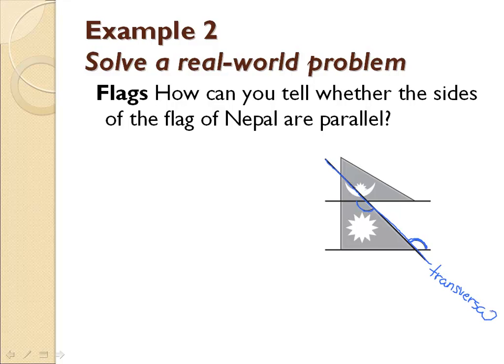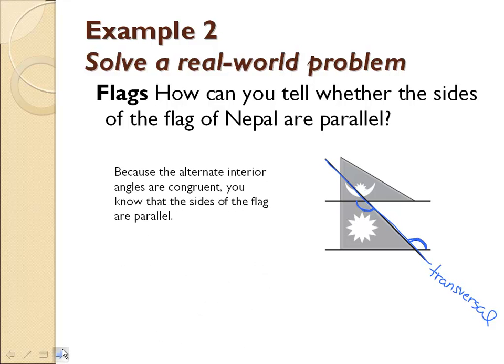So if we think about it, these are alternate interior angles. So a good answer for this one would be because the alternate interior angles are congruent, you know the sides of the flag are parallel. Again, these are alternate interior angles, they're congruent, so these lines are parallel.